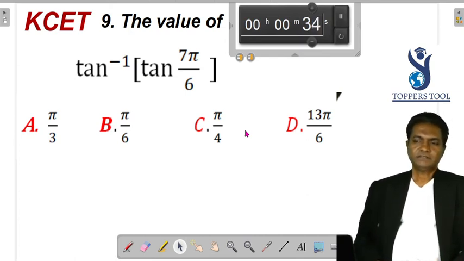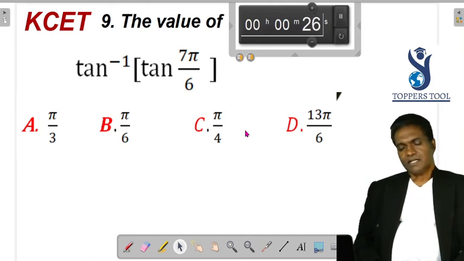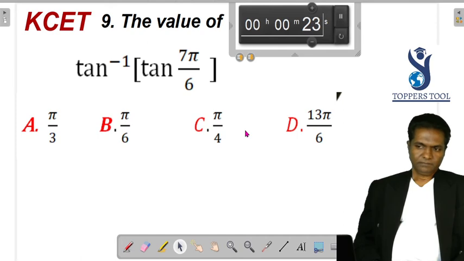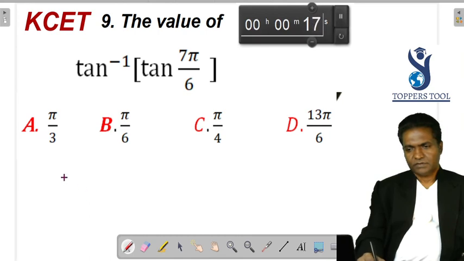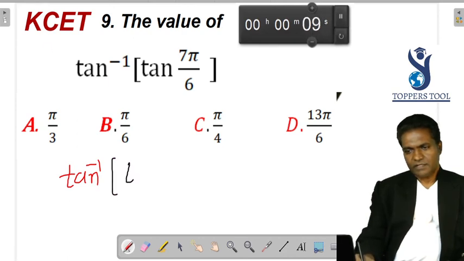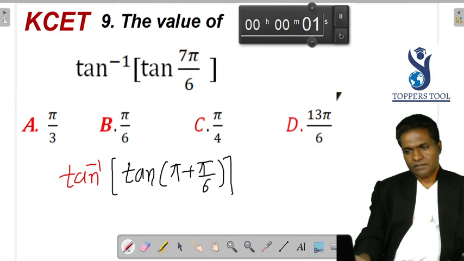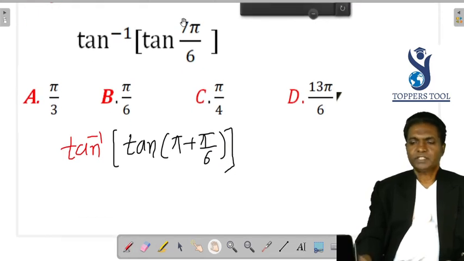Last 30 seconds. Let me do it silently. Okay. Now see here, this 7 pi by 6 is written as pi plus pi by 6.